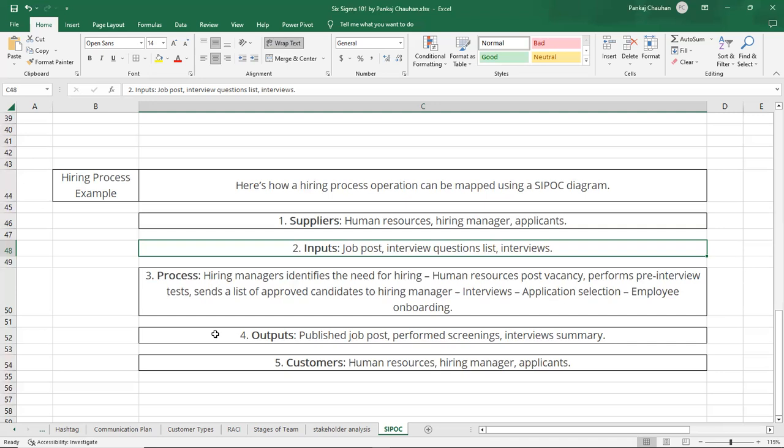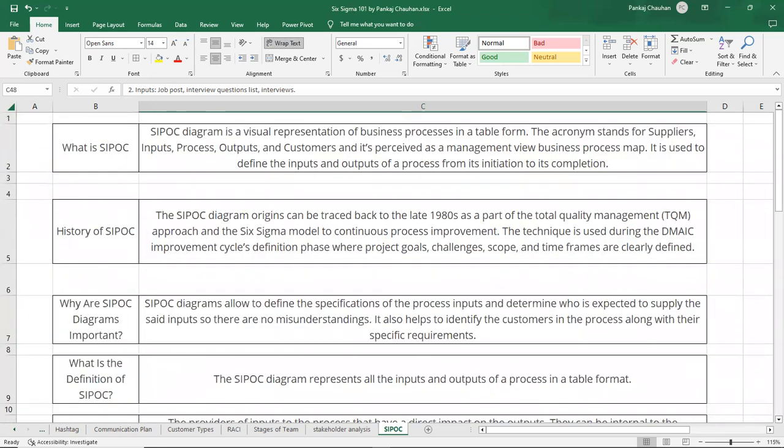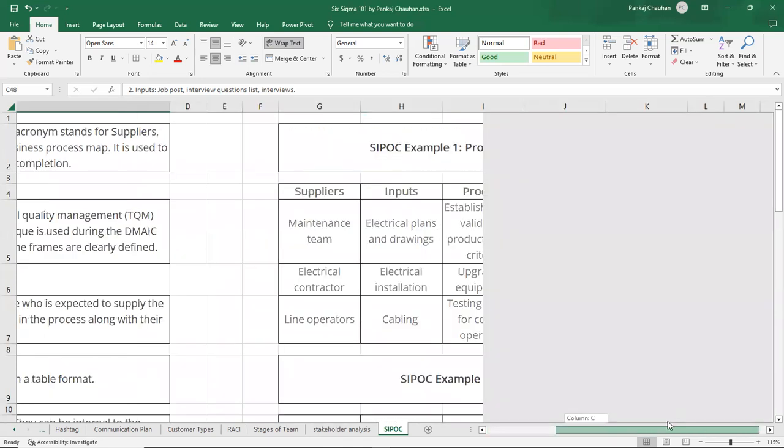What output will you get? Output from the supplier or from the hiring manager, you are publishing a job post. You, being human resources, will be performing the screening and finally summarizing the interview. Who is the customer? The customer is your HR, the customer is the hiring manager, as well as your applicants. So let's understand these things with a practical example. I will be showing you 2-3 examples.